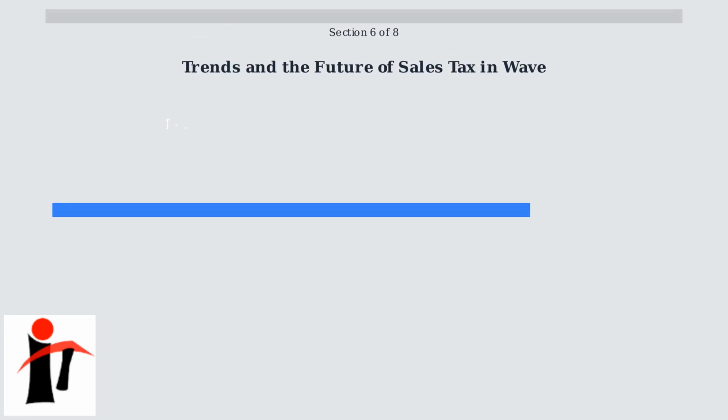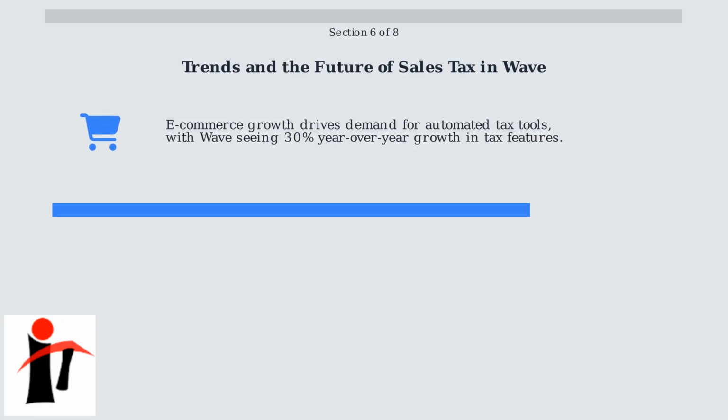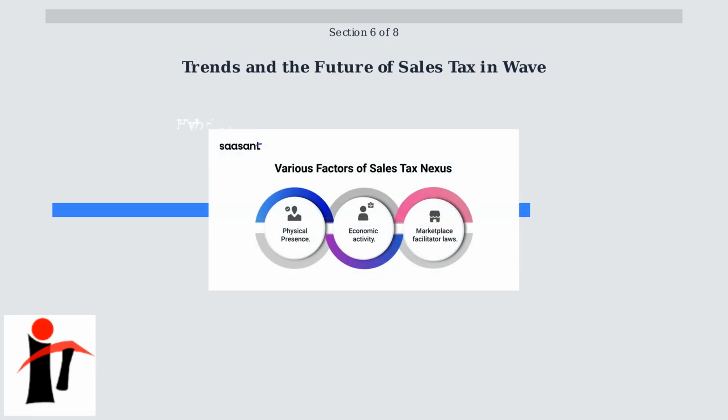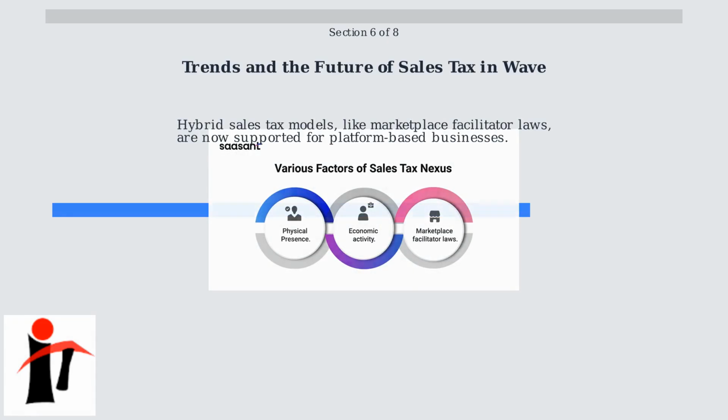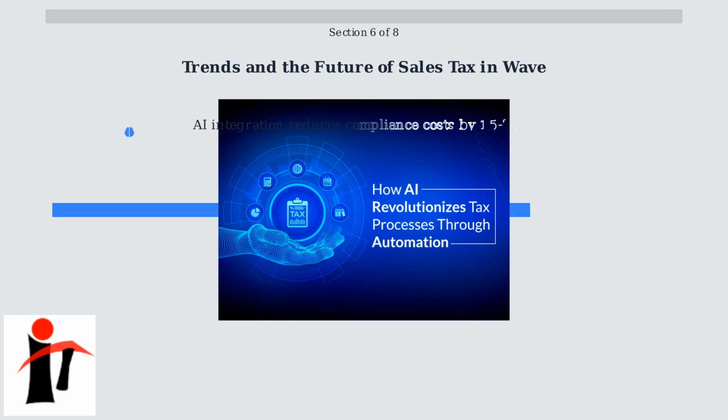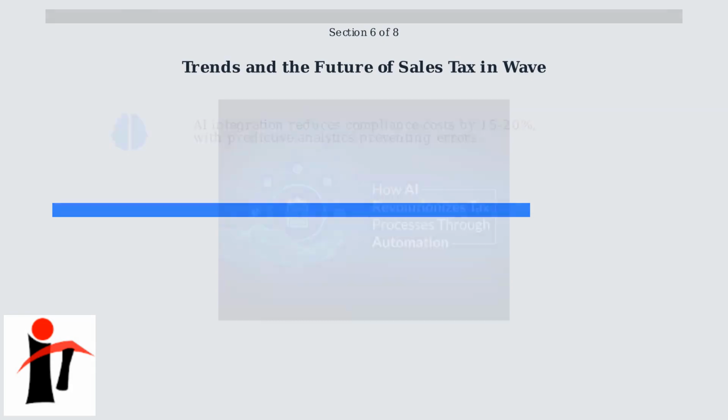E-commerce growth following the pandemic has significantly increased demand for automated tax tools, with Wave experiencing a 30% year-over-year growth in tax feature usage among its users. Hybrid sales tax models, including marketplace facilitator laws where platforms collect and remit taxes, are increasingly supported to handle modern e-commerce structures. AI integration in Wave, introduced in 2025, reduces compliance costs through predictive analytics, cutting errors and manual work by up to 40% based on historical data.